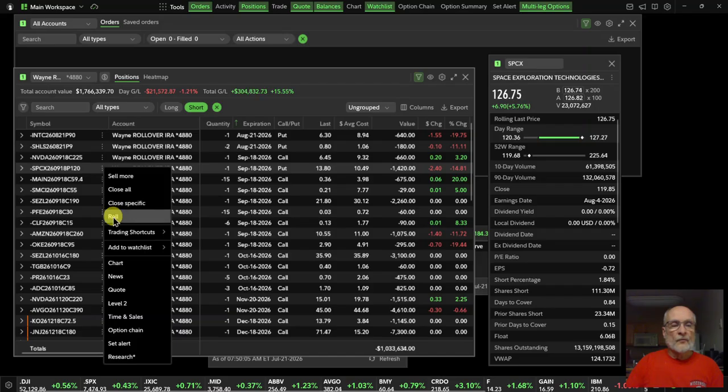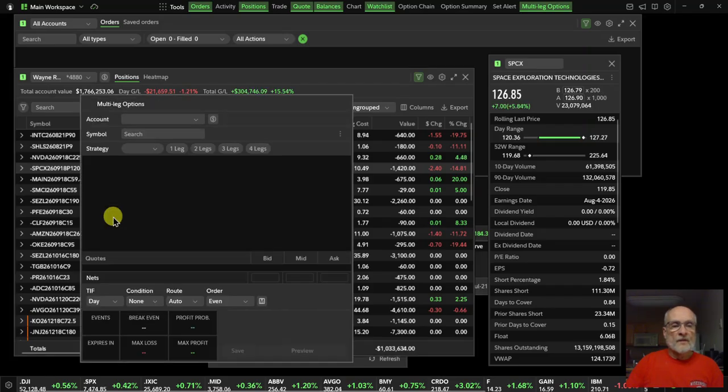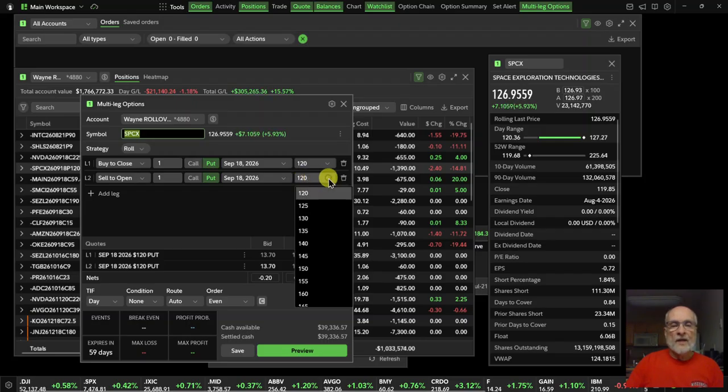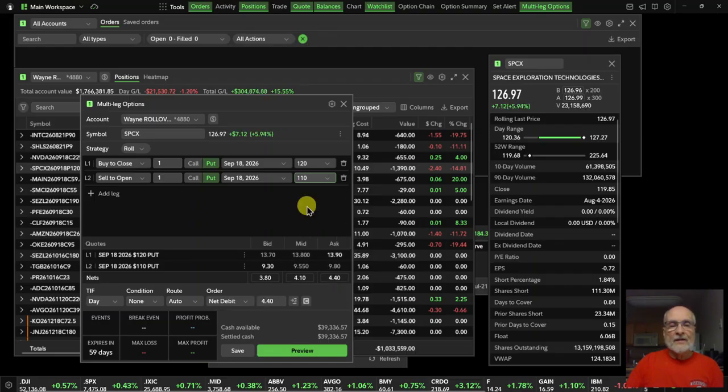So I'm going to click the roll option, which is essentially saying I want to buy back the contract that is for $120. So I'm buying to close that contract, and I want to sell to open a new contract, and I can choose a new expiration date and a different contract price. So let's say that I'm willing to buy shares for $110.